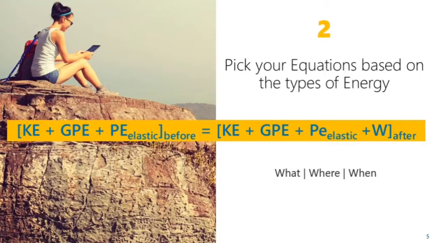So if it's not moving, I'm not going to put KE at that spot. If it's not at a certain height, I'm not going to put GPE. And if there's no spring involved or elastic band or anything like that, I'm not going to put PE there. All right? And if there's no friction mentioned, I'm probably not going to put W, if there's no friction or any other type of work done. So pick the equations based on the types of energy that you have in the problem, included in the before, included in the after, and make them equal each other.